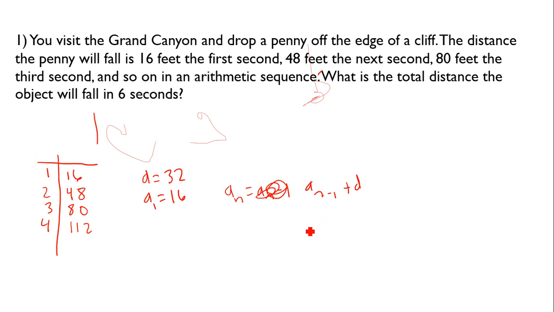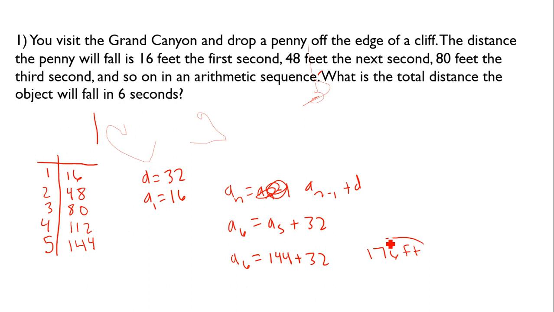Now, that said, we kind of did it in our heads, right? We're just saying it's the previous one plus 32. So if we go to the fifth one, we're just doing 112 plus 32, which is 144. And then after that, it's really just a sub 6 equals a sub 5, which we already found out is 144, plus 32. So I'm going to plug it in. A sub 6 equals 144 plus 32. And let's see what we get. I got 176 feet. Okay, and so that is how far it will have fallen after 6 seconds.